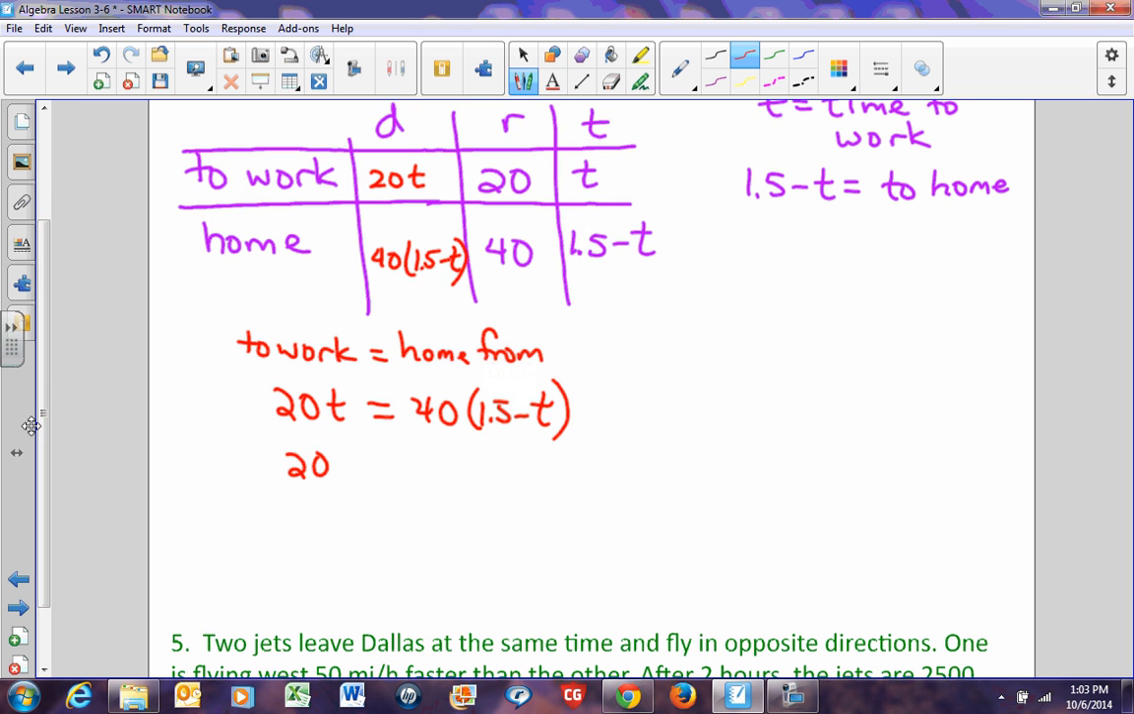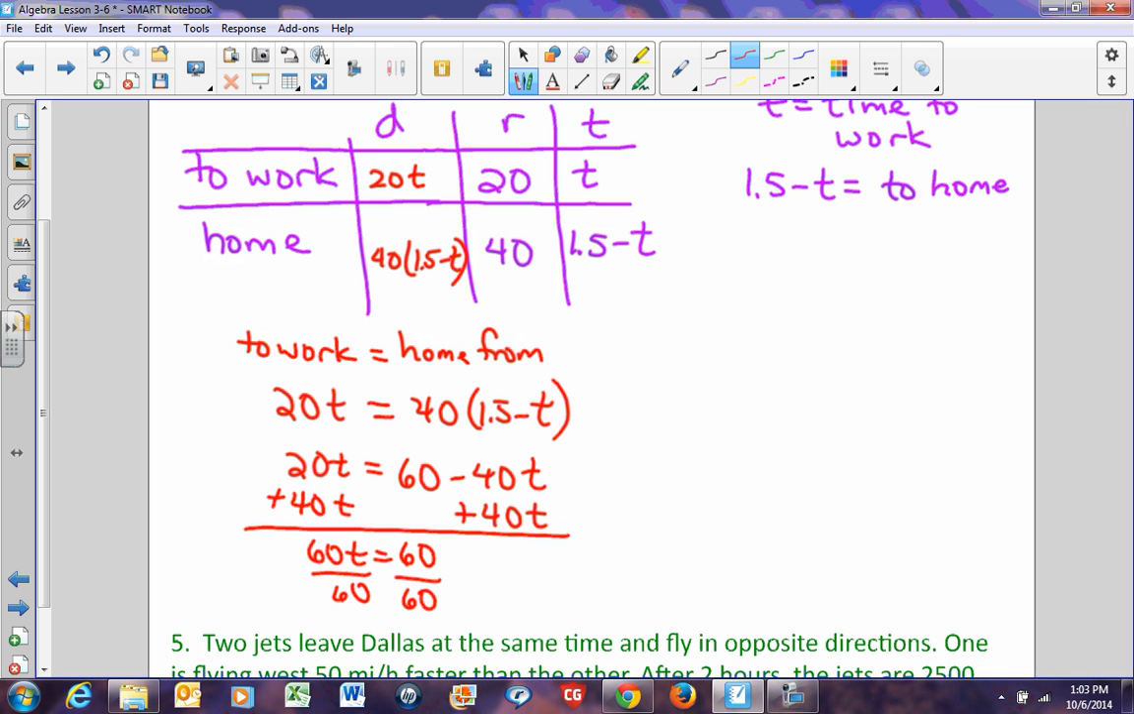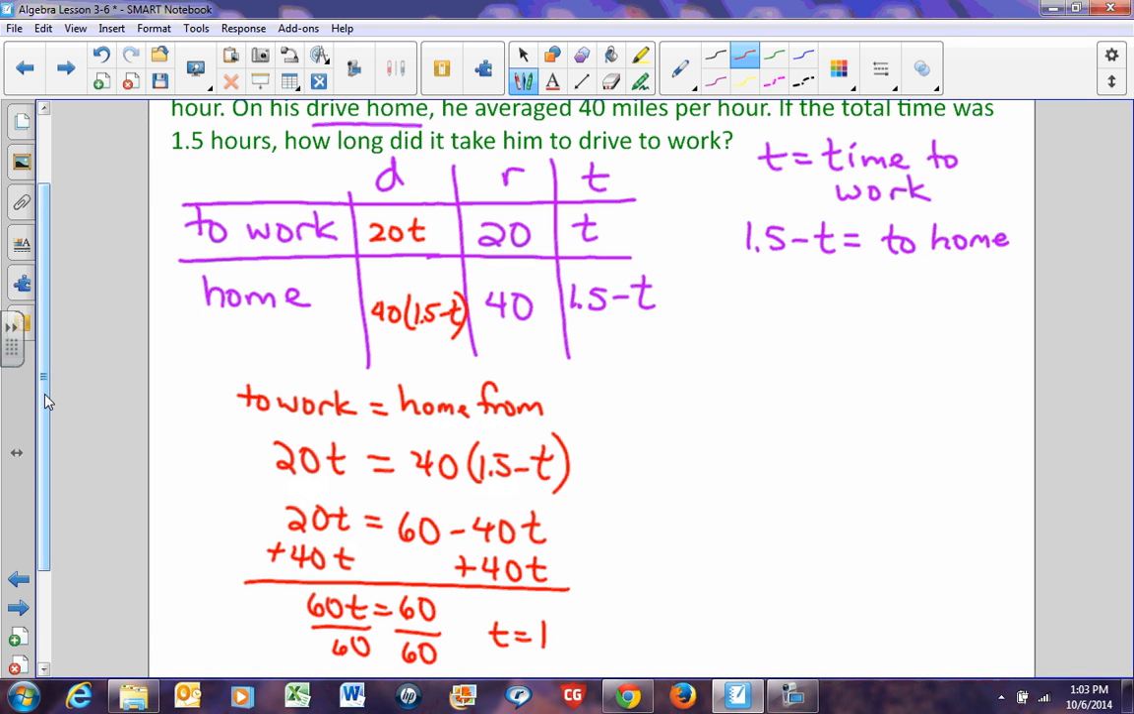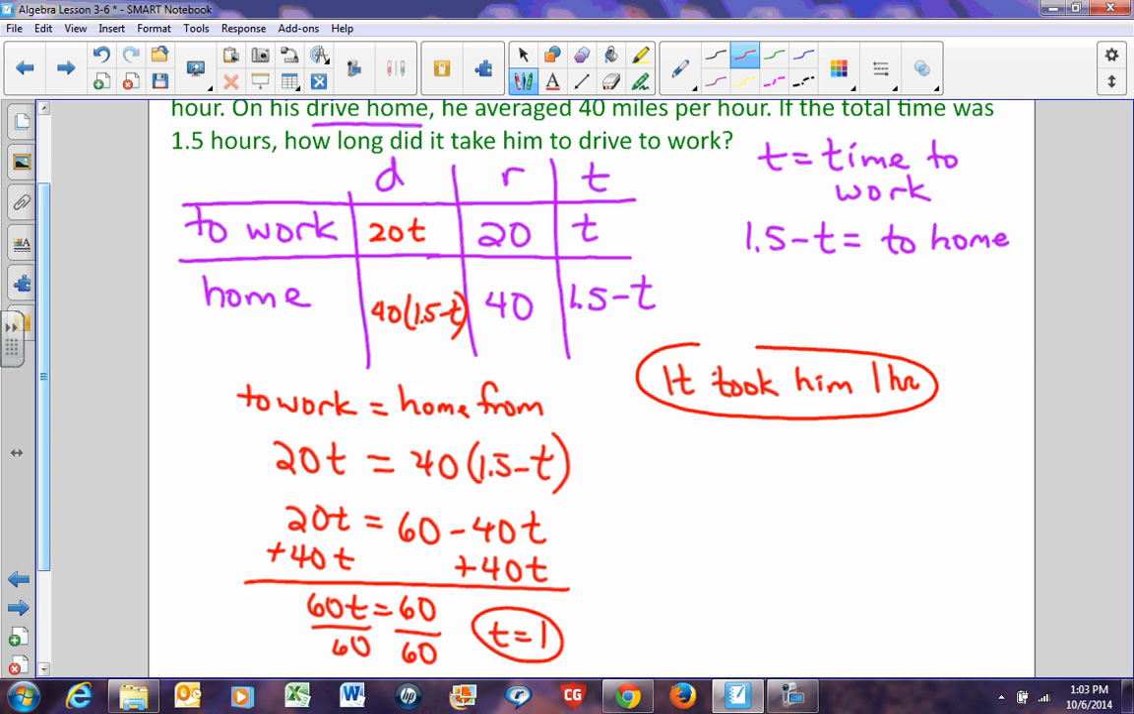Okay, so 20t equals 40 times 1.5, which is 60, minus 40t. So I'm going to add 40t to this side, and I will add 40t to this side. And I get 60t equals 60. So if I divide by 60, obviously t equals 1. The question asked us, if you remember, how long did it take him to drive to work? And his time to work is t, so we have solved for it because t equals 1, and t equals the time to work, so it took him 1 hour. Which means it only took him 30 minutes to come home from work.